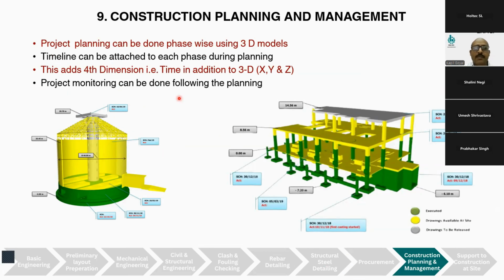Another part is planning and management. Any project cannot be done without planning and management. BIM also supports the construction industry in the planning and management. Each model can be divided into different phases for the construction, and you can assign a timeline to these different phases and monitor it. The addition of timeline to different phases adds a fourth dimension in the model, that is time. We already have three dimensions x, y, z, and this is called a 4D model.